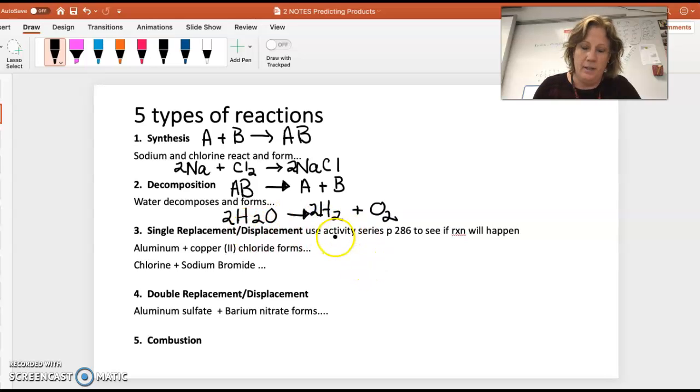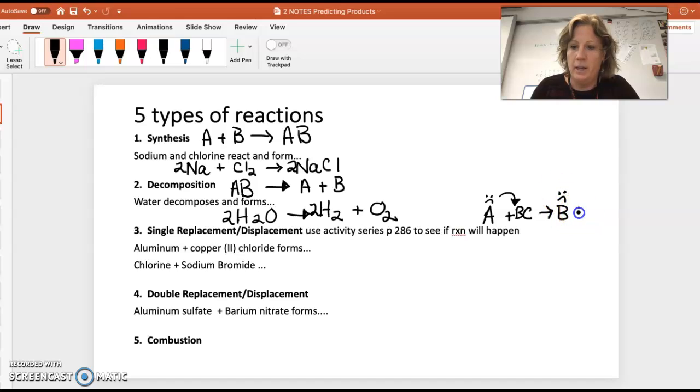Single replacement. This is where you're going to have a single element and a compound. I always call this one lonely guy. He goes in and takes, like these guys are dancing, he takes this guy's place, makes a new lonely guy, and a new couple. So it's always going to be compound and element on the reactant side, compound and element on the product side.